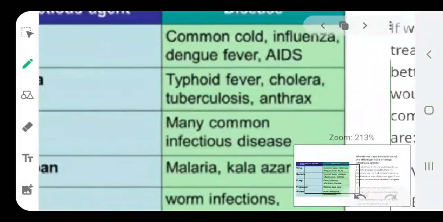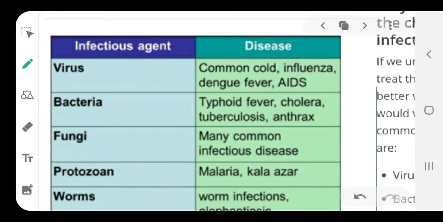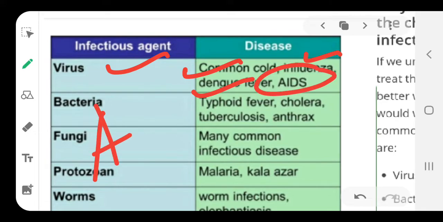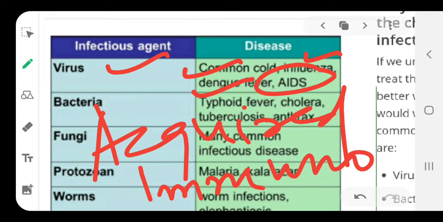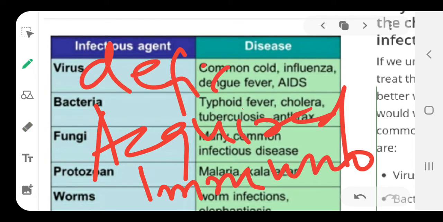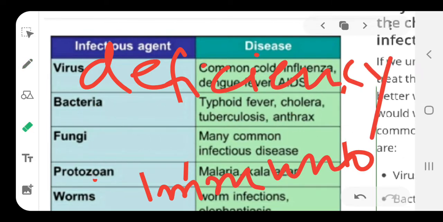Now, you should write this down, because we do get the question to name some diseases and their agents. Normally, in this aspect, first is the virus, with diseases caused by it being the common cold, influenza, dengue fever and AIDS. Underline the full form for AIDS: acquired immunodeficiency syndrome.